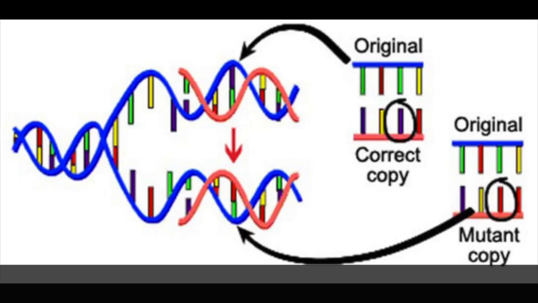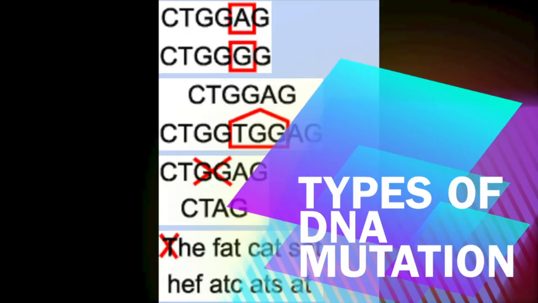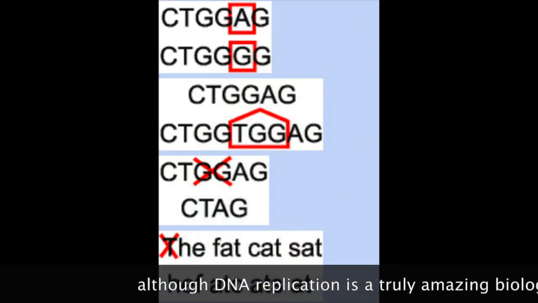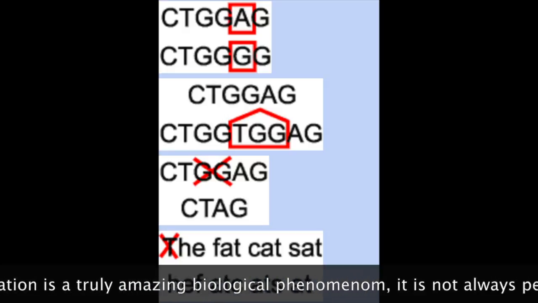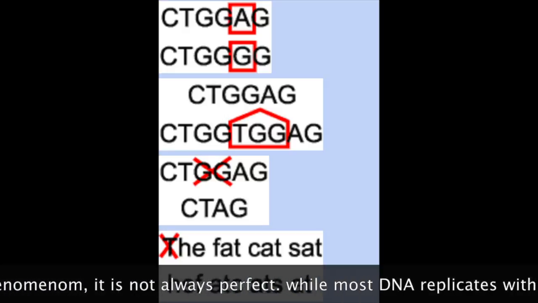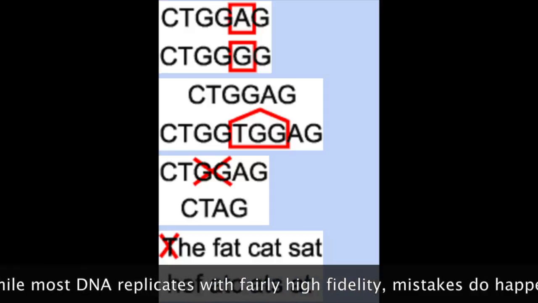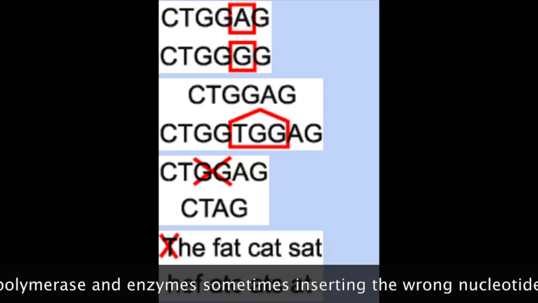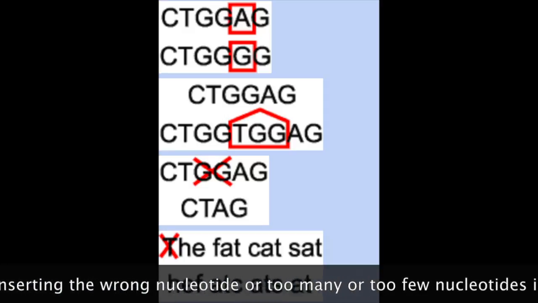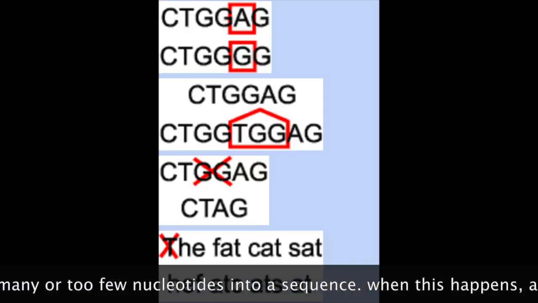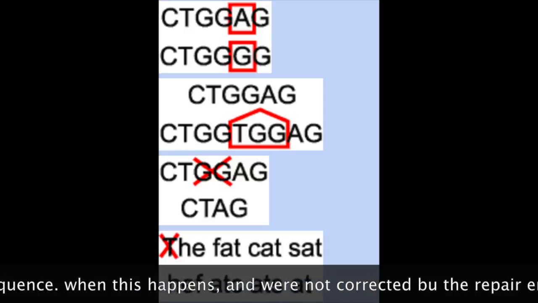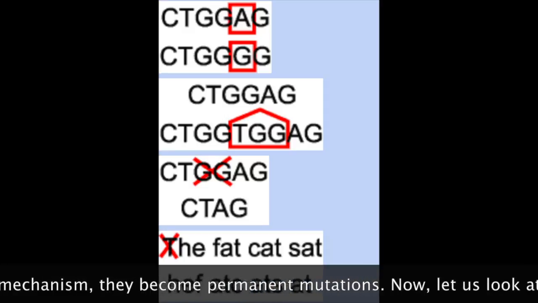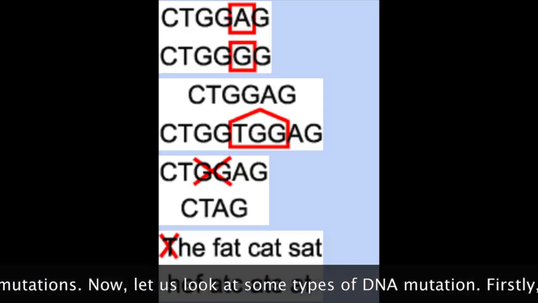Although DNA replication is a truly amazing biological phenomenon, it is not always perfect. While most DNA replicates with fairly high fidelity, mistakes do happen, with polymerase enzymes sometimes inserting the wrong nucleotide or too many or too few nucleotides into a sequence. When this happens and the errors are not corrected by the repair enzyme mechanisms, they become permanent mutations. Now, let us look at some of the different types of DNA mutation.